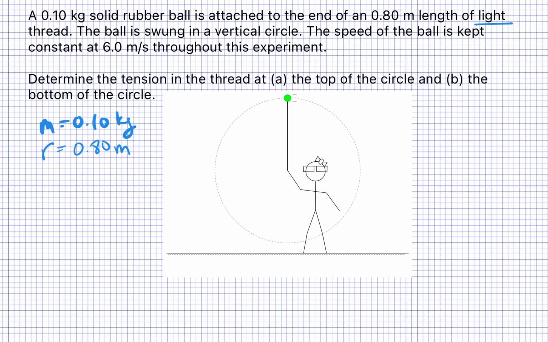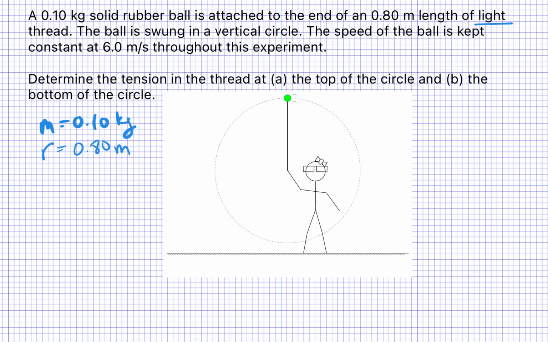The ball is swung in a vertical circle. The speed of the ball is kept constant at 6.0 meters per second throughout this experiment. That particular speed is tangential. It is customary that a lot of times people will write a 6.0 with a little subscript t for the tangential velocity. I'm going to take it off because that's the only velocity that we're going to have, so we'll just call it v. Determine the tension of the thread at the top of the circle and at the bottom of the circle.